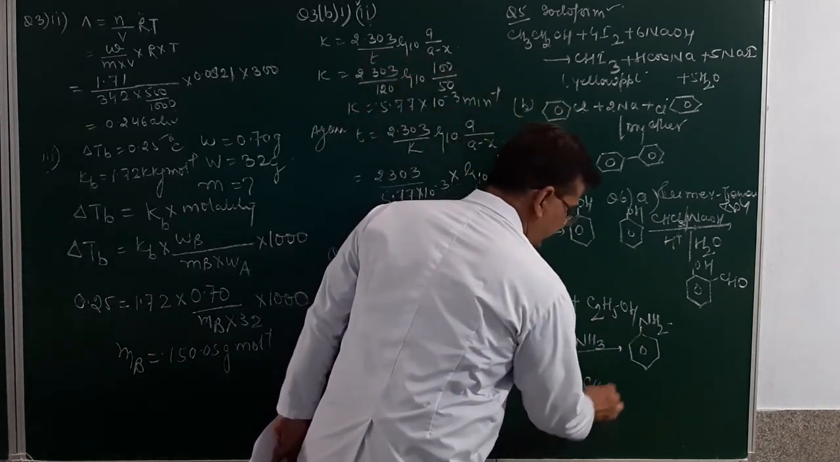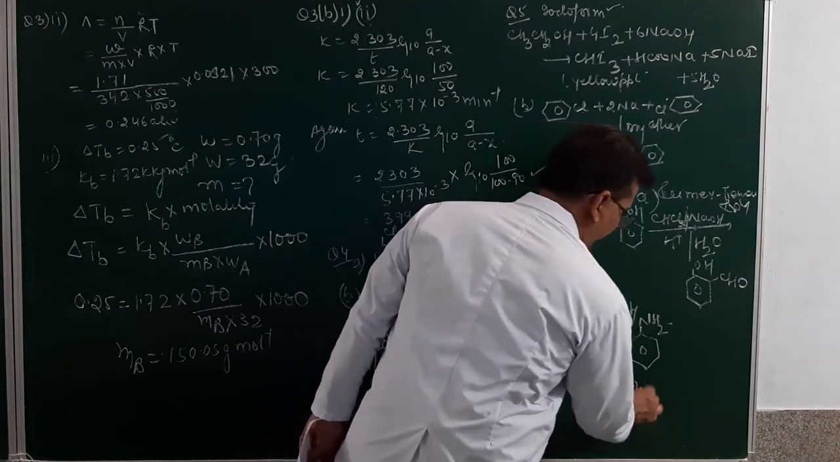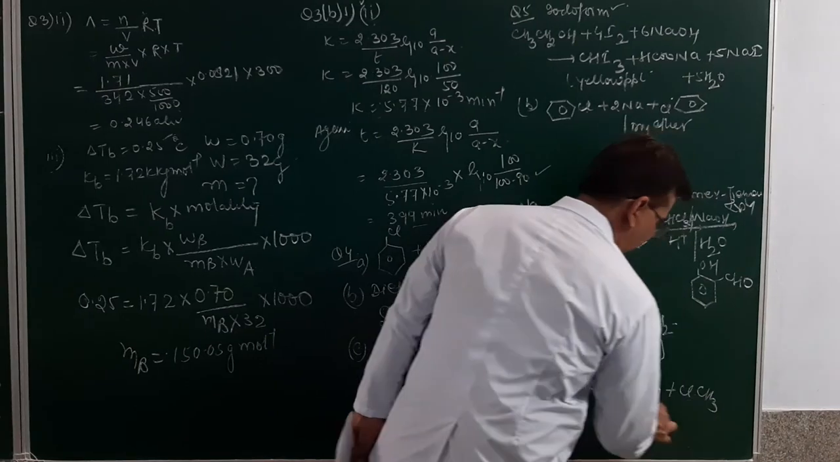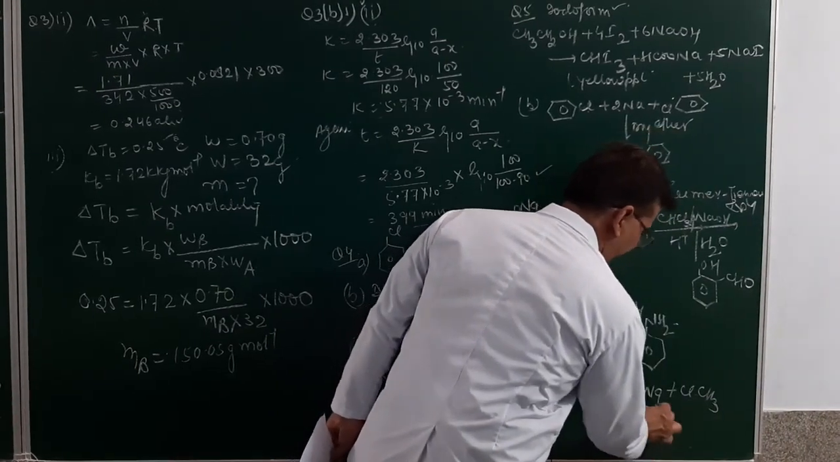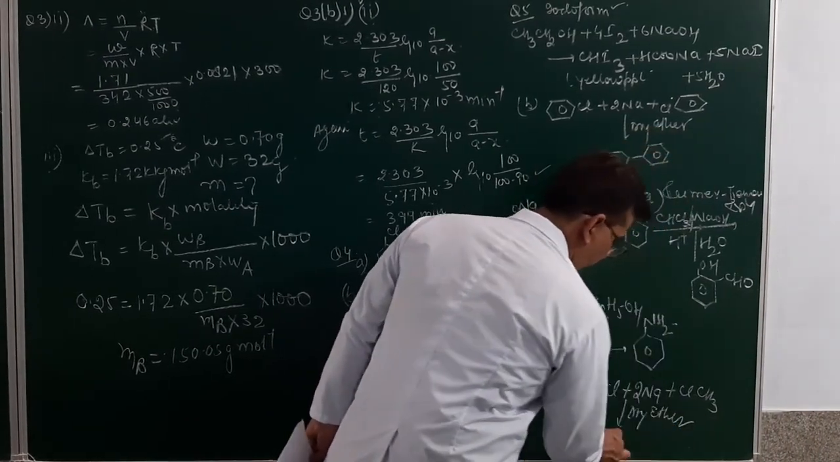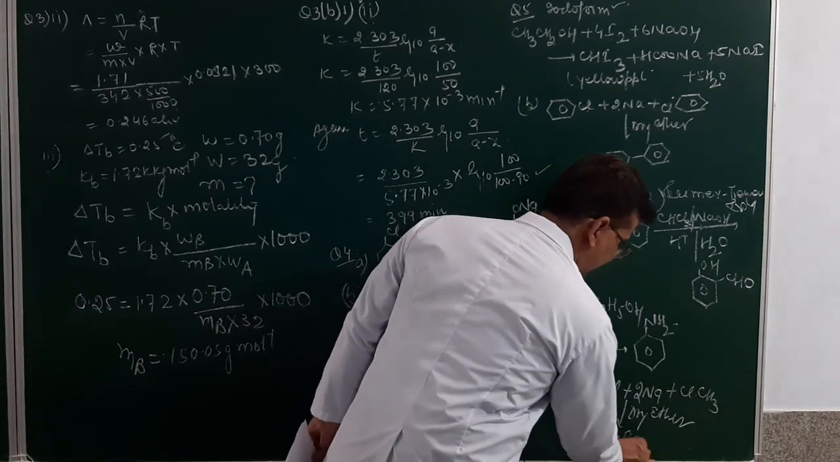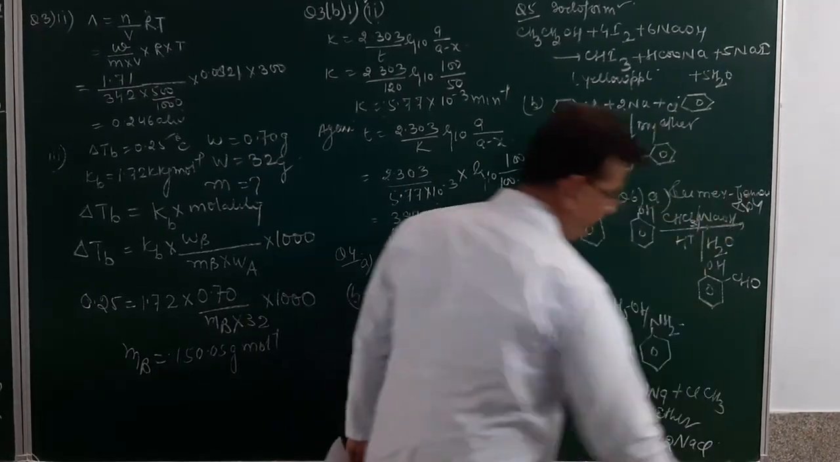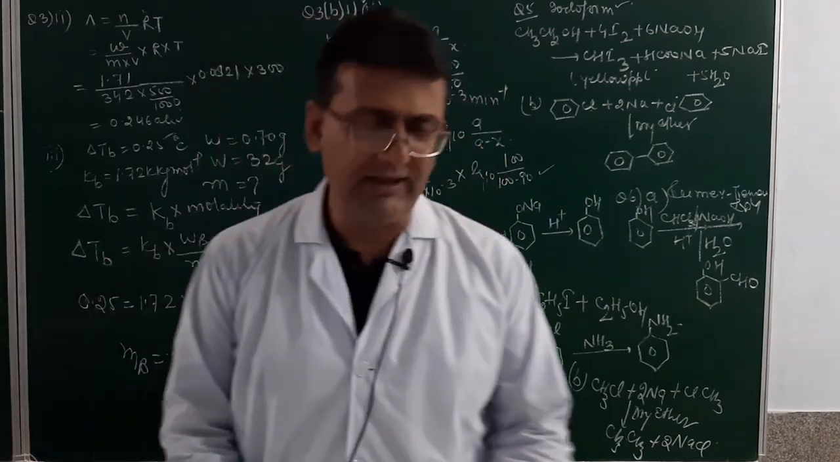Wurtz reaction, we know. Methyl chloride, when two molecules of methyl chloride react with sodium metal in presence of dry ether, will result in the formation of an ethane molecule plus sodium chloride. This is how it is to be done.